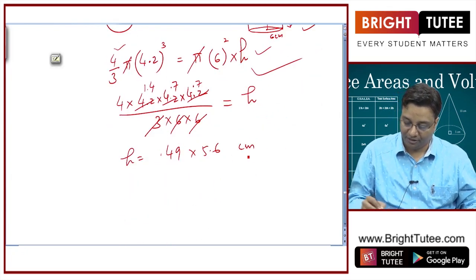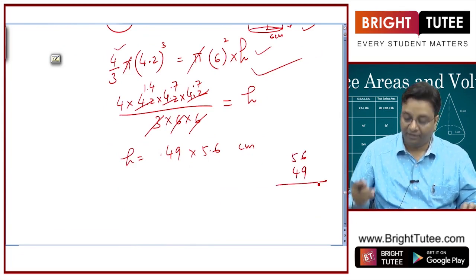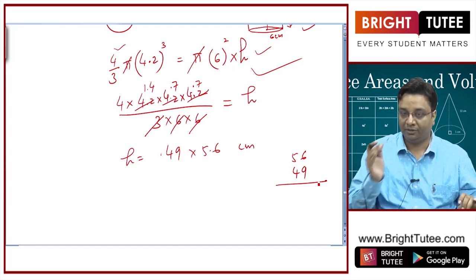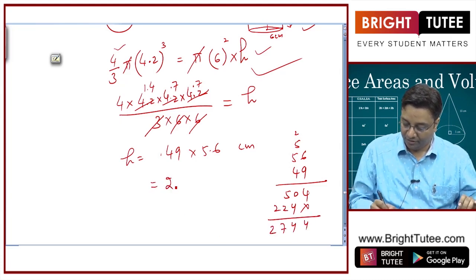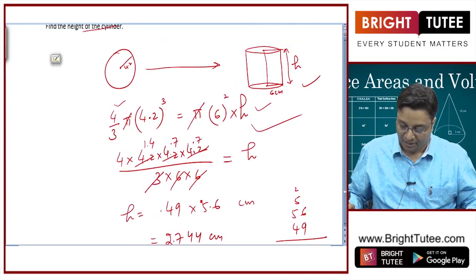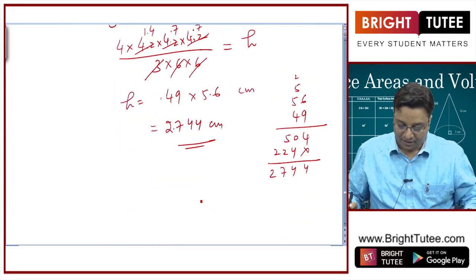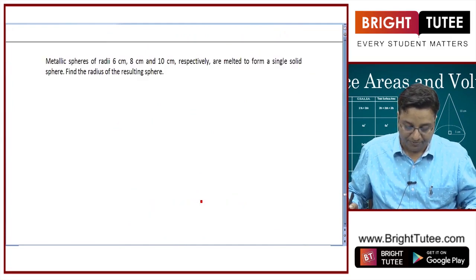So this height will be in centimeter. So you just need to multiply 56 with 49, and then we will put a decimal after 3 places. Okay. Two 744, and here the decimal will be there, centimeter. So this is the height of this cylinder, right? So let's look at the next one.